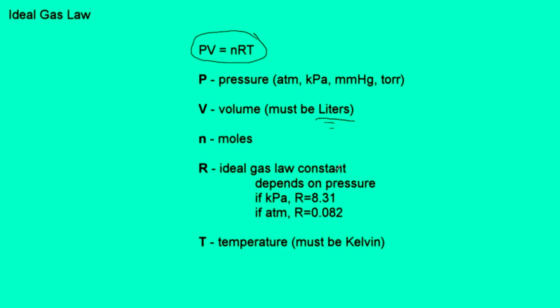R is the ideal gas law constant. So it just depends on whatever your pressure is. Just plug in these numbers down here for R. If your pressure is in kPa, make sure R is 8.31. If you're doing ATM, atmospheres, make sure R is 0.082. These are really the only two that we're going to do. If we do millimeters of mercury or torr, we would have to look up a different R value, but we're going to stick to these two. And again, as always with gas laws, temperature must be in Kelvin.